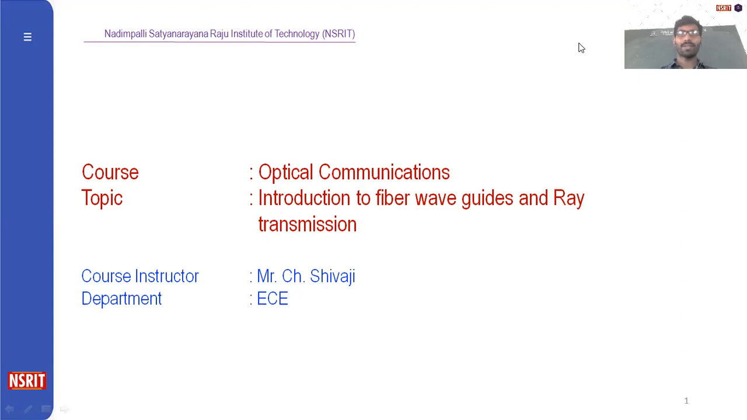What are waveguides? Waveguides are structures which guide a wave from one end to the other end. In this case, one end will be your transmitter and the other end will be your receiver. What do we mean by fiber waveguide? Optical fiber cables are known as fiber waveguides, and they are used to transmit light rays. Hence, we are going to discuss fiber waveguides and ray transmission theory in this presentation.